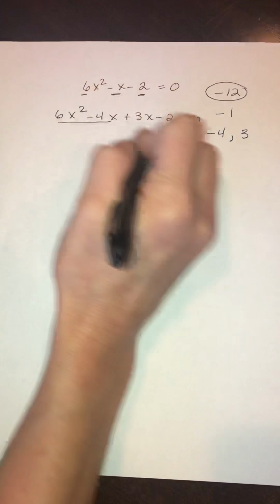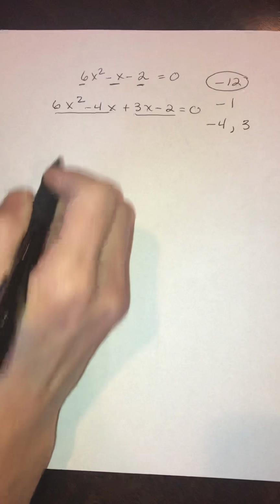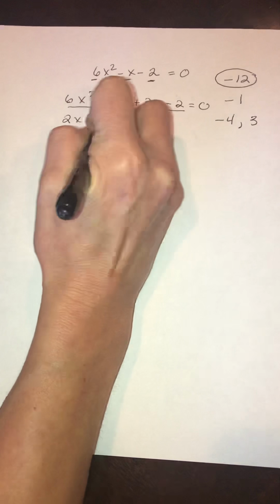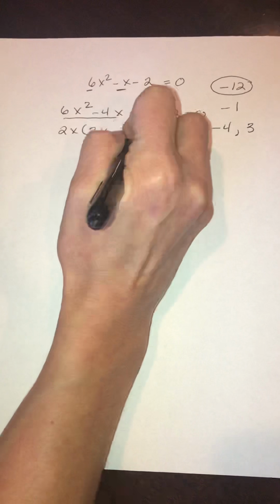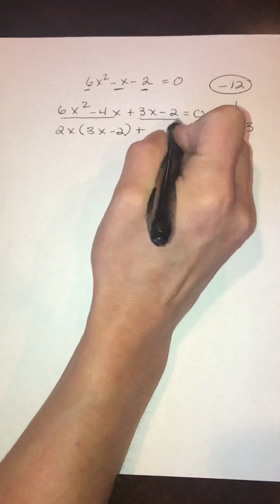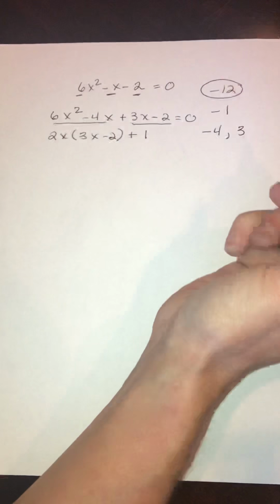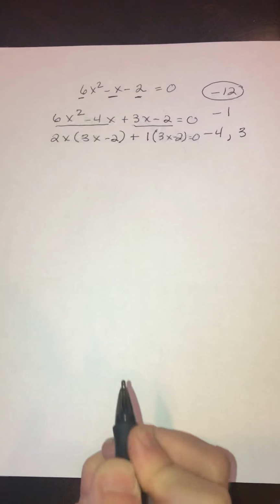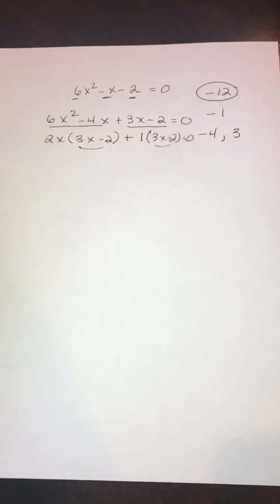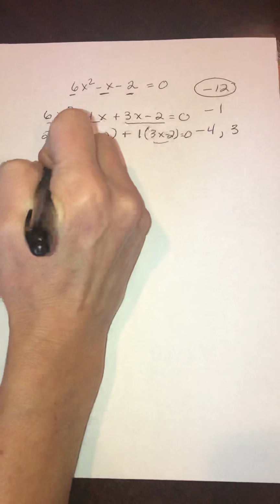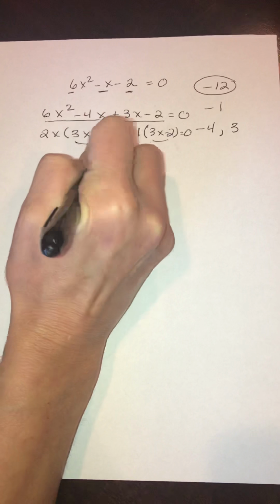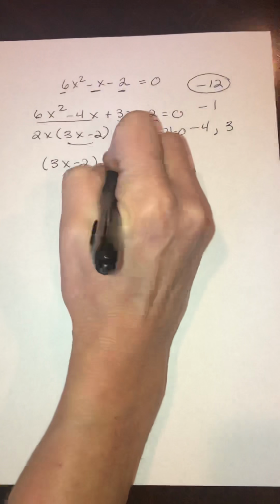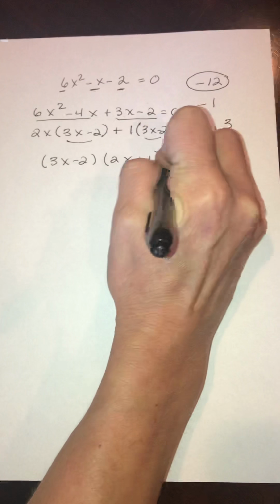So now I'm going to group these two, and I'm going to group these two. I have a common factor of 2x, and I'm left with 3x minus 2 here, plus, I don't have any common factors here, so I'm just going to factor out a 1, and I'm left with 3x minus 2 equals 0 still. So here's my like term that I can now factor out. I can pull that out, times 2x plus 1 equals 0.